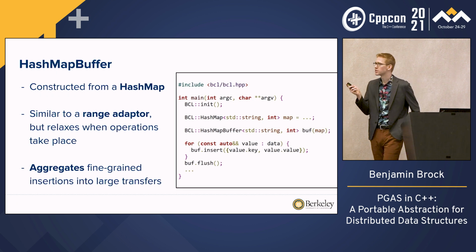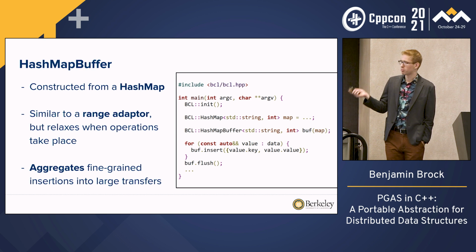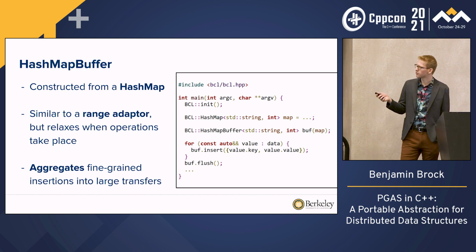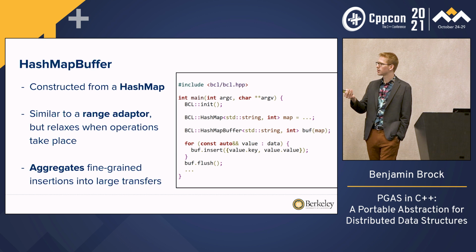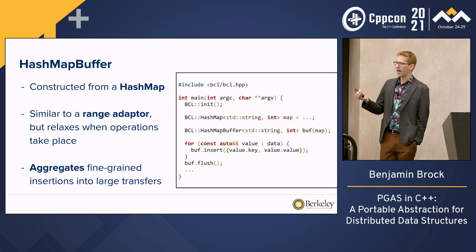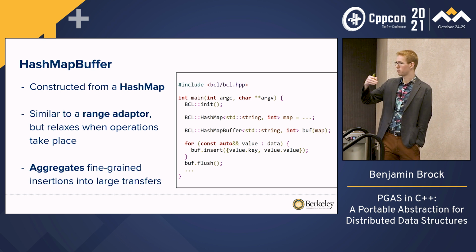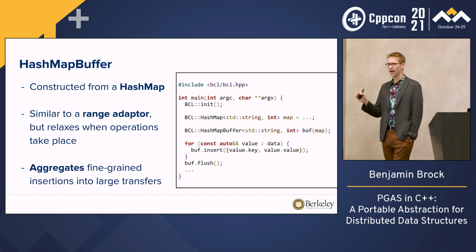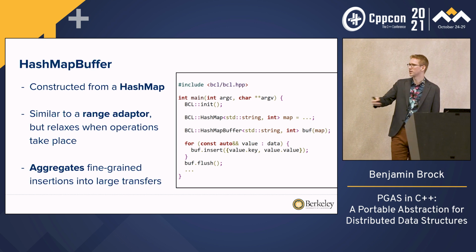So we introduced this concept, which we call buffers. So here we have a hash map buffer. And a hash map buffer is a little bit like a range adapter in that you give it a distributed data structure, and then you can perform operations on that buffer like you would on the original data structure. However, what it does is it relaxes the guarantees about when the operations that you've issued will take place.